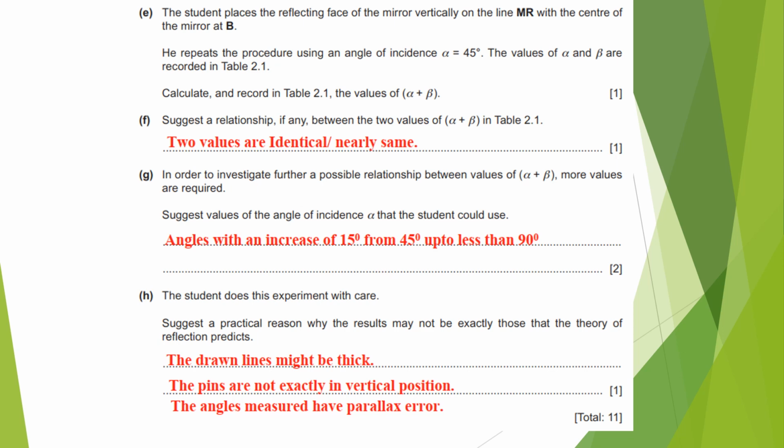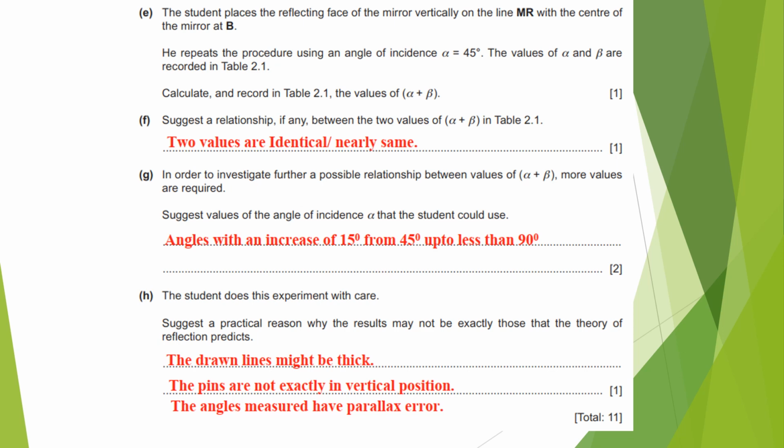Question F. Suggest a relationship, if any, between the two values of alpha plus beta in table 2.1. In the first row, when you add alpha plus beta, you got 90 degrees. In the second row, when you add alpha and beta, you got 91 degrees. So what is the relation between these two values? These two values are almost the same. They are identical.